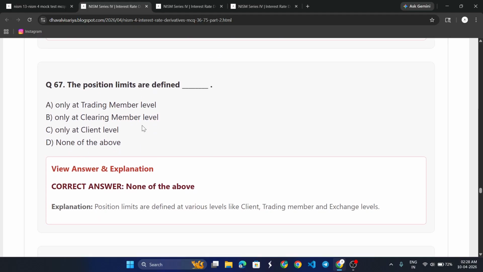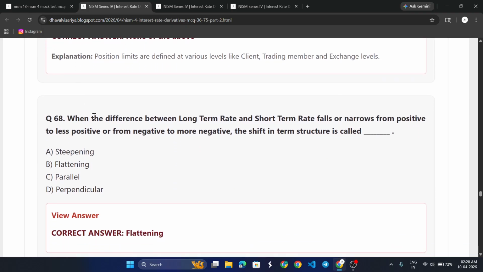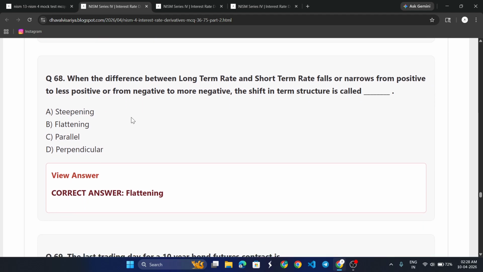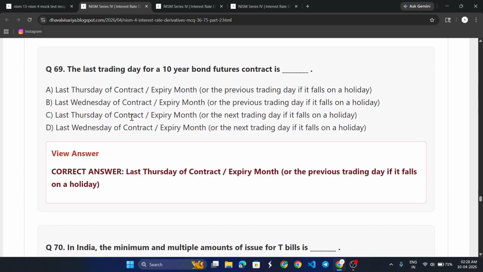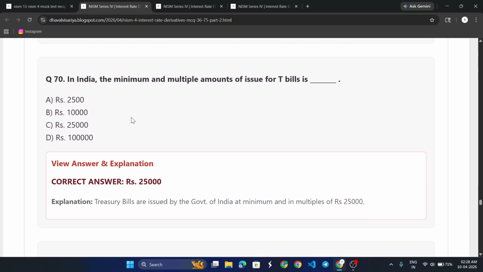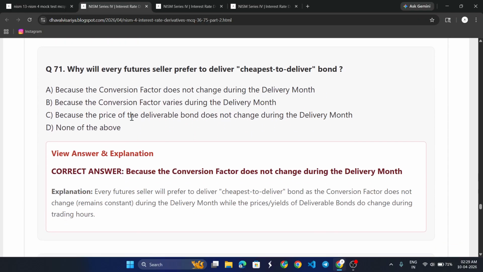The position limits are defined. None of the above. When the difference between long-term rate and short-term rate falls or narrows, positive or less positive, or from negative to more negative, the shift in the term structure is called flattening. The last trading day for the 10-year bond future contract is the last Thursday of the contract expiry month, or the previous trading day if it falls on a holiday. In India, the minimum and multiple amount of issue for T-bill is 2,500.